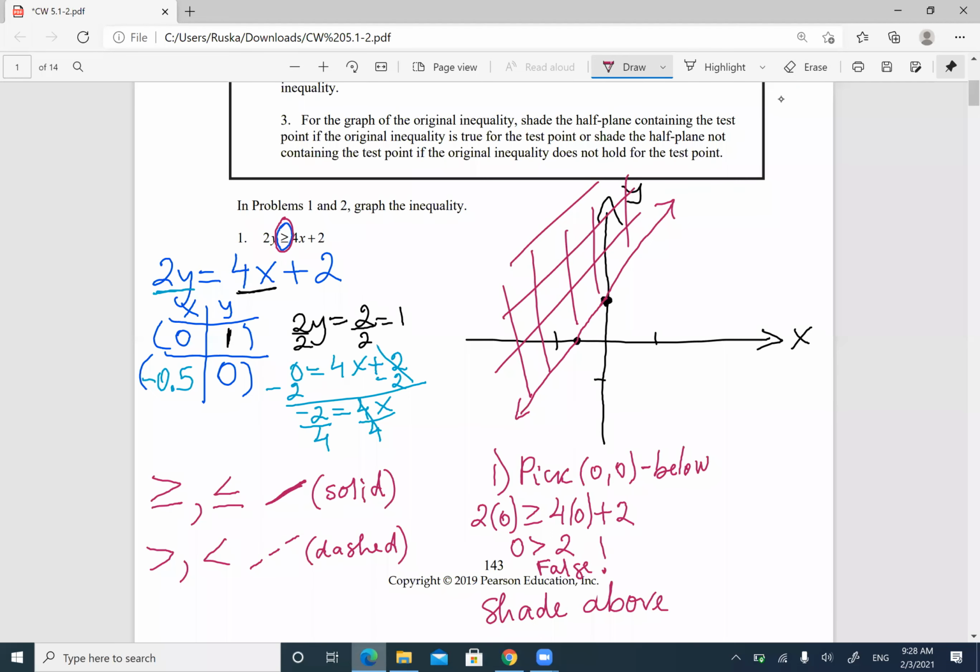You can pick any other points and check it. If it's true, that's the side you're going to shade. That's the first method, how to pick which side you're going to shade.